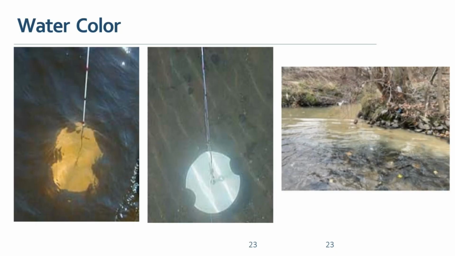Water color is typically clear, but in some cases maybe there's a color, maybe it's green or brownish, especially if you're in South Jersey and the Pinelands. Like the picture on the left shows sort of a tea color to the water, and that's natural for that area. So sometimes color can be natural, but you'll record that on the sheet.